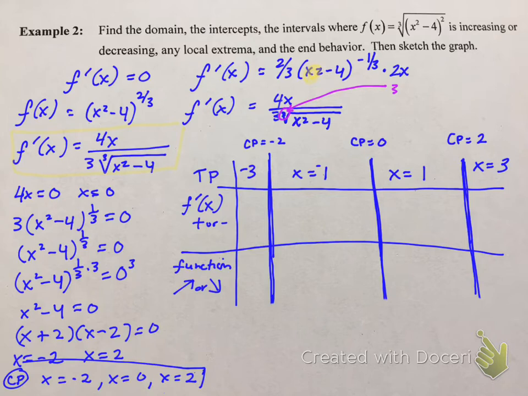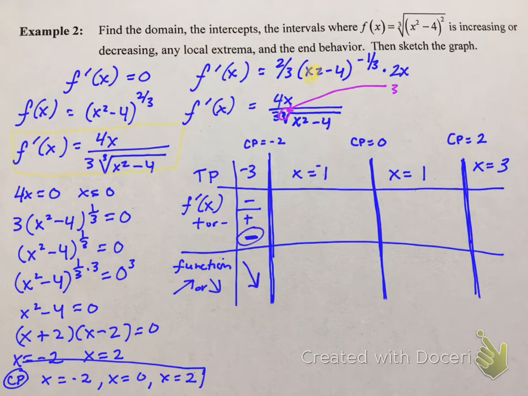Okay, so if I plug negative 3 into that equation, I'm going to get a negative in the numerator because 4 times negative 3 is a negative. And if I plug negative 3 into the denominator, I get negative 3 squared, which is 9, minus 4. That's a positive value. So negative divided by positive will give me a negative. So my function is decreasing.